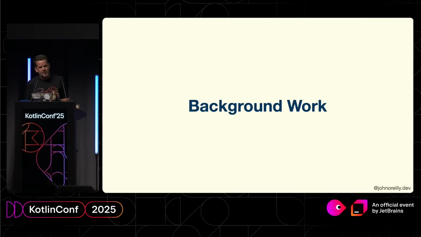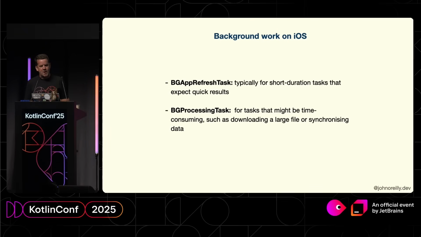Next up, I'm going to talk a little bit about how we can run background tasks on iOS in a KMP and CMP app. So there are two types of background tasks on iOS, BG app refresh task and BG processing task. BG app refresh task is typically for short duration tasks that expect quick results, whereas BG processing task is for tasks that might be time consuming, such as downloading a large file or synchronizing data.